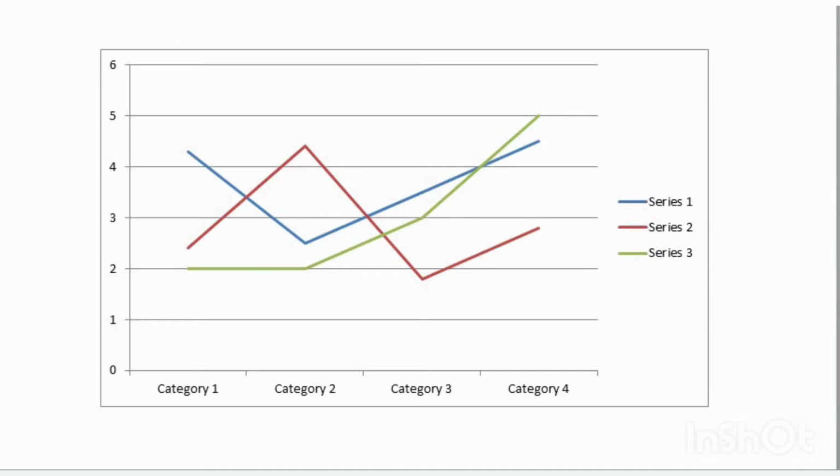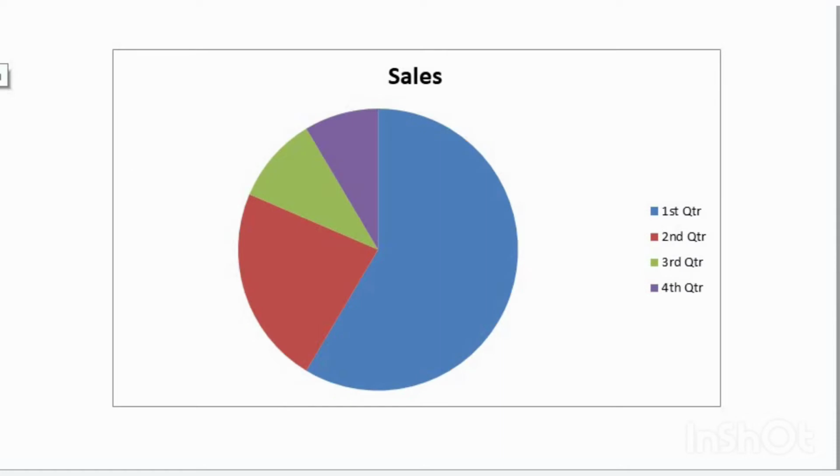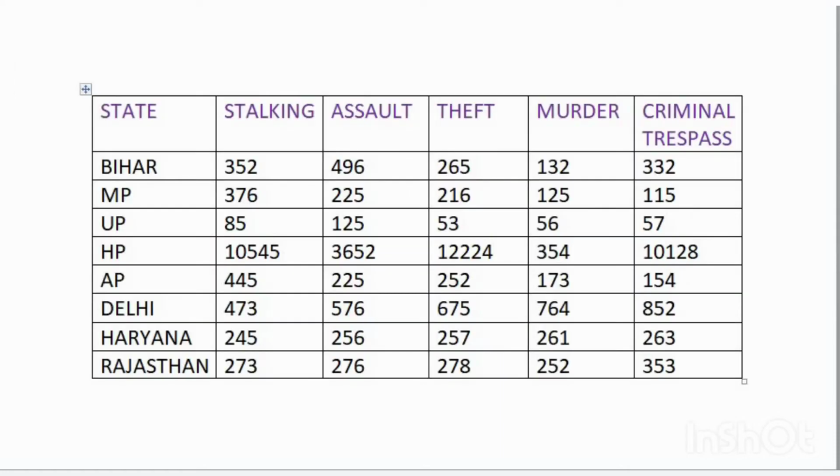We will do problems later. This is an example of a bar graph. That is, the data is provided in the form of bars. See, 1, 2, 3, 4. Four bars are there. This is an example of a bar graph. Similarly, this is an example of a pie graph. And this is an example of a table graph. That is, data is provided in the form of a table.